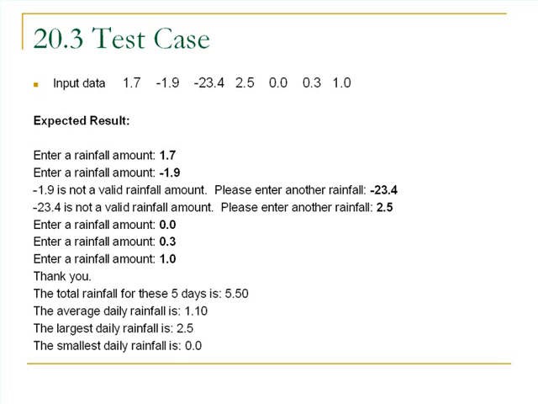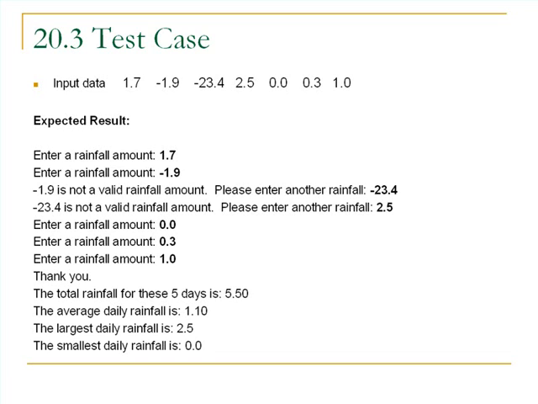The expected result shows what the program should do. It's going to ask for a rainfall value, and if the user enters a negative number, then the program will ask for another one. So that's why, even though we said we're going to use 5 values, there are actually 7 numbers here, because 2 of them won't be used. We're only going to use the positive ones. So after the user has entered the values, this very polite software says thank you, and then it outputs the total rainfall, the average rainfall, the largest daily rainfall, and the smallest daily rainfall.